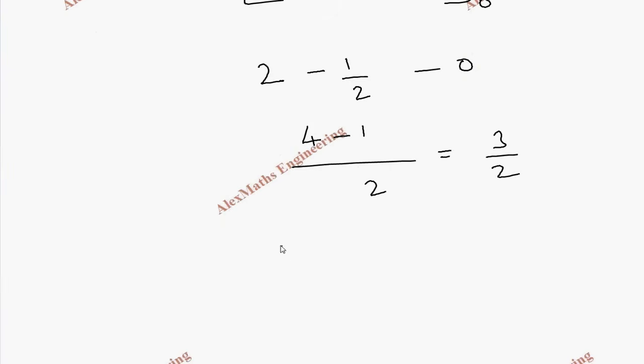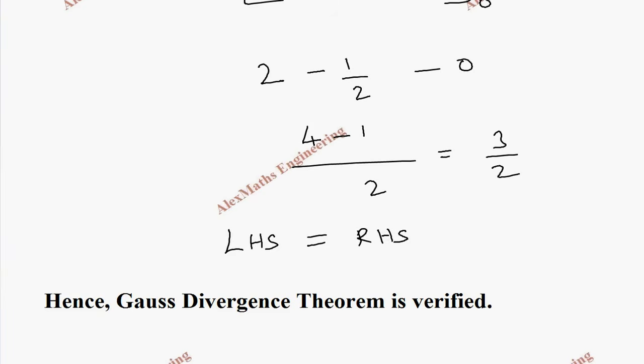So we find LHS equal to RHS, hence Gauss divergence theorem is verified.